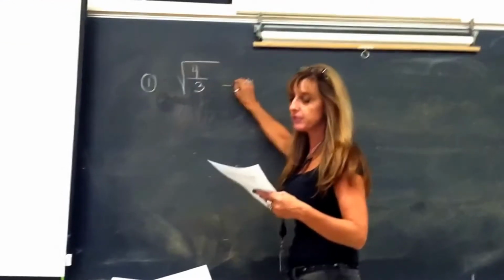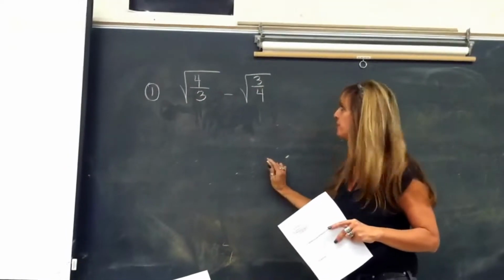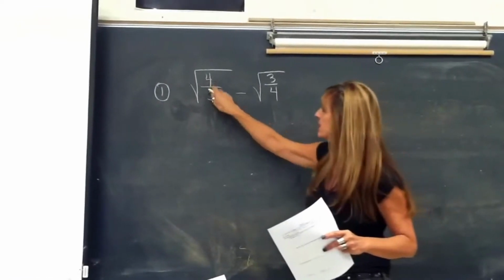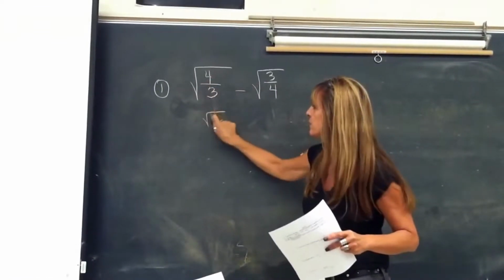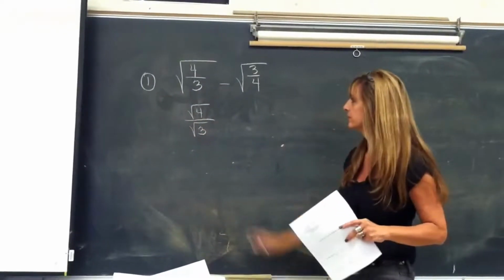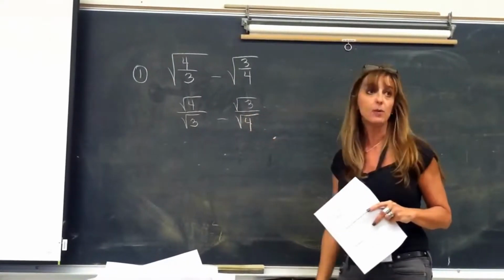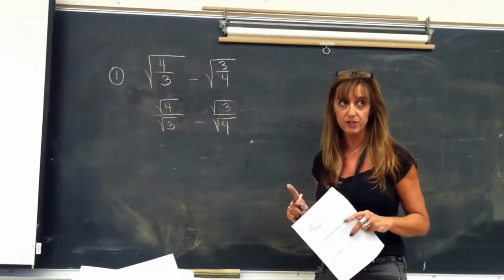Square root of 4/3 minus the square root of 3/4, expressed in simplest form. Okay, so the first thing I'm going to do is separate the square root into the numerator, the square root of 4, divided by the denominator, square root of 3, square root of 4. I can totally do that with division and with multiplication.